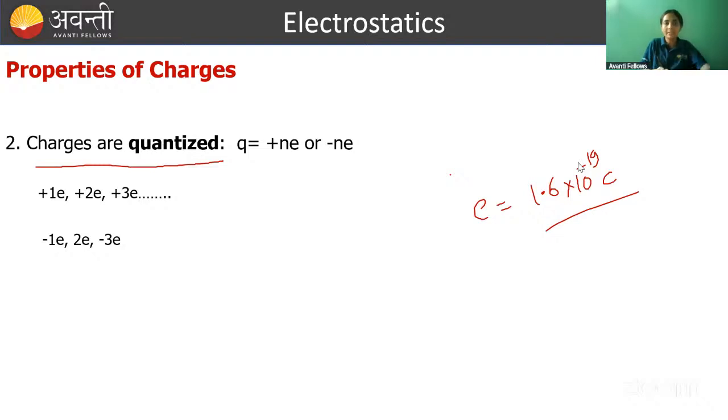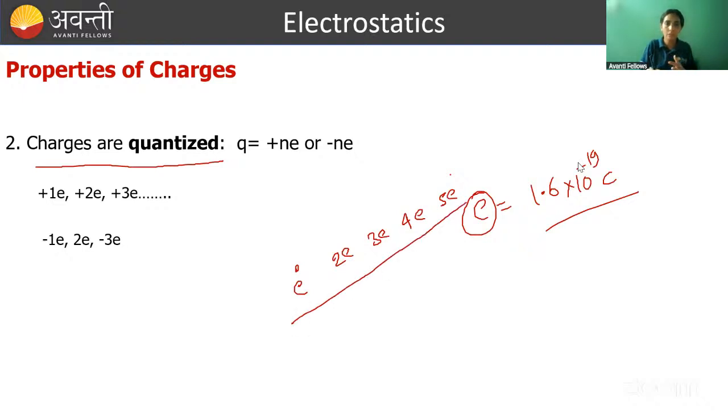And this second property says that whatever charge we are going to encounter will be an integral multiple of this e. Done it? So if a certain particle has charge e, then another particle can have charge 2e, 3e, 4e, 5e. It means it will be an integral multiple of the electron's charge.